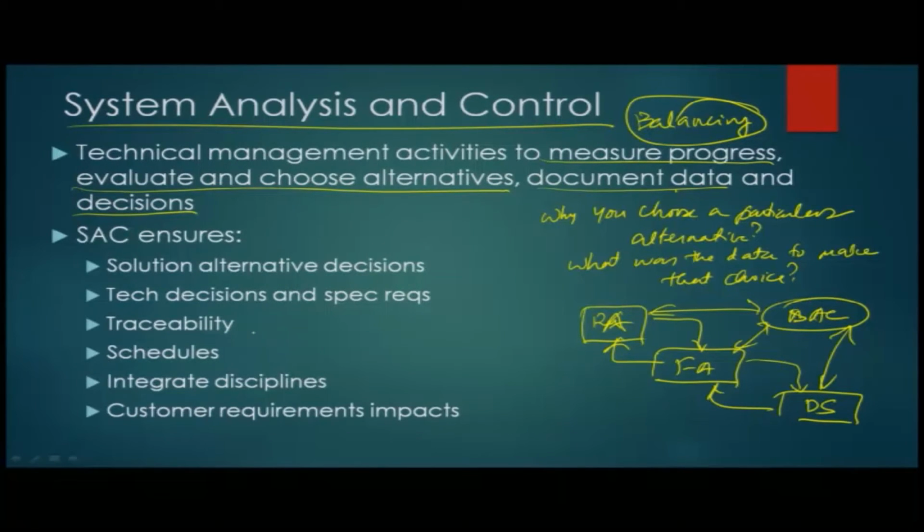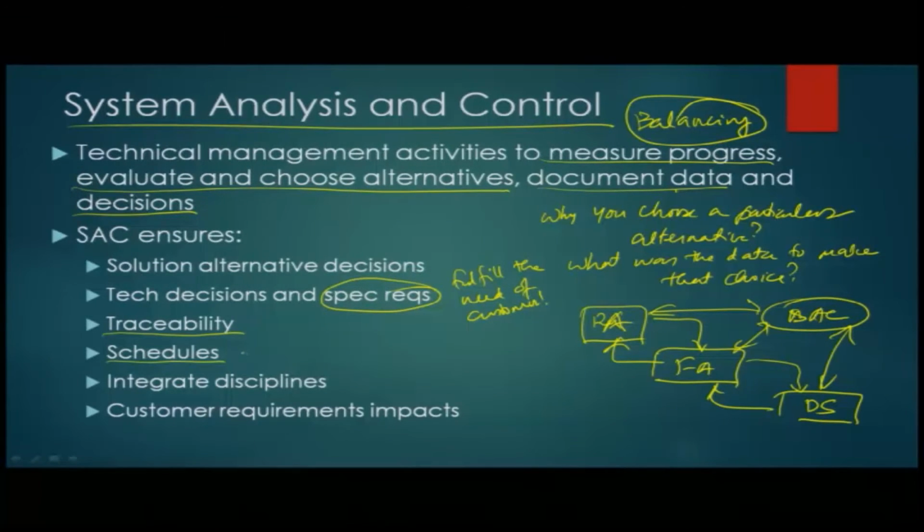It also asks, what is the spec requirement? Somebody says this is what the spec is, somebody else says this is what the spec is. SAC ensures that finally an appropriate spec is chosen which will fulfill the need of the customer or the functional requirement of the customer. And traceability: whatever is being done is traceable, so that there is a rhyme and reason for why it was done.